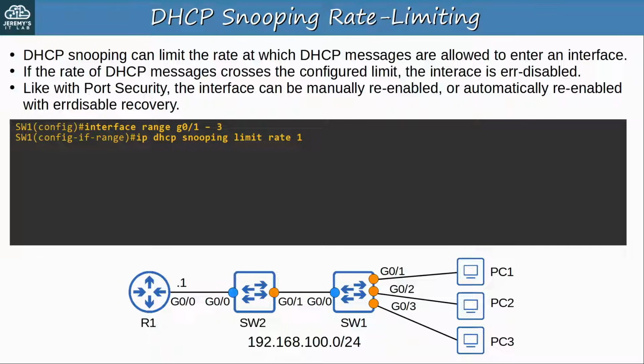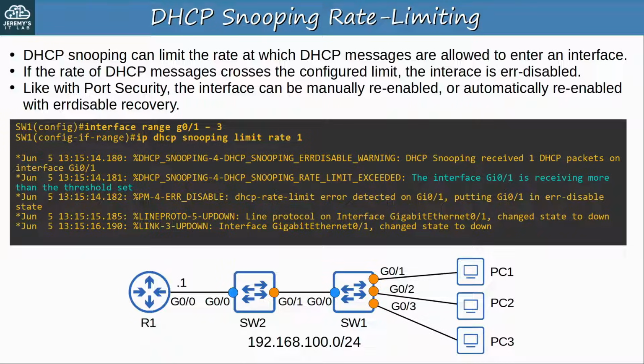I configured it on switch 1's G0/1, 2, and 3 with ip dhcp snooping limit rate 1. This limits DHCP messages to 1 per second. If the interface receives more than 1 DHCP message per second, it will be disabled. Now, this is too low for a real network. If you set the limit to 1 DHCP message per second, your switch interfaces will definitely get disabled, even by legitimate DHCP exchanges. But I set it to 1 so I could easily make switch 1's G0/1 become disabled.